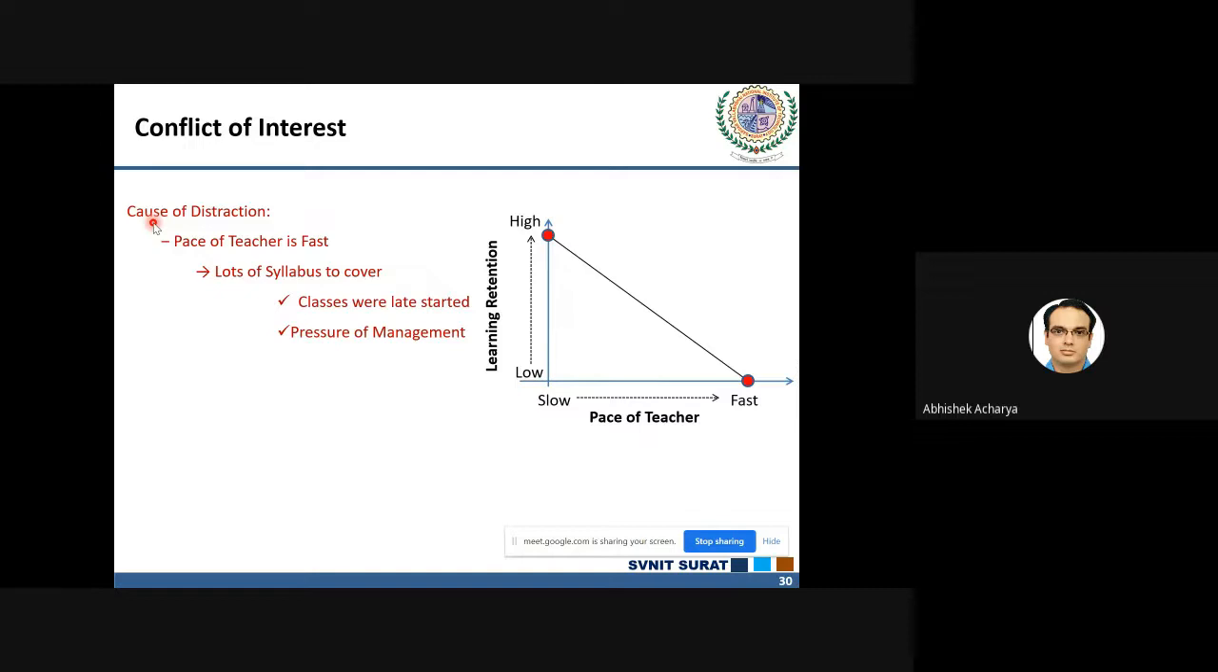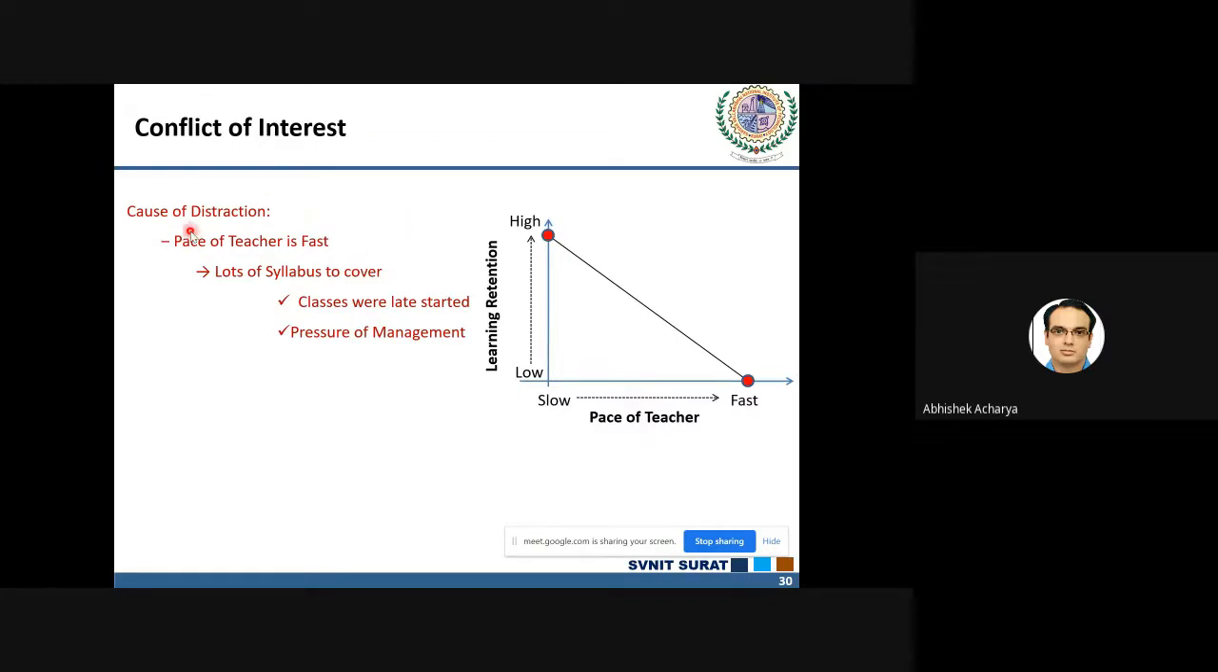Okay, so because I have to complete everything within the stipulated period of time, and this is the irony of our education system, that we have to cover everything. We should not follow this approach. I'm sorry for that. So the pace of teacher is very fast. So this was the problem identified. Okay, so I'll try to keep my pace slow from now onwards.